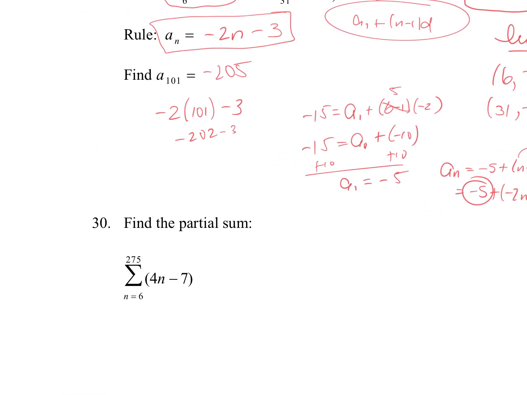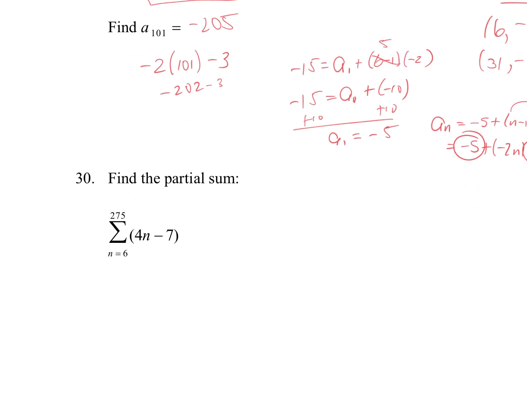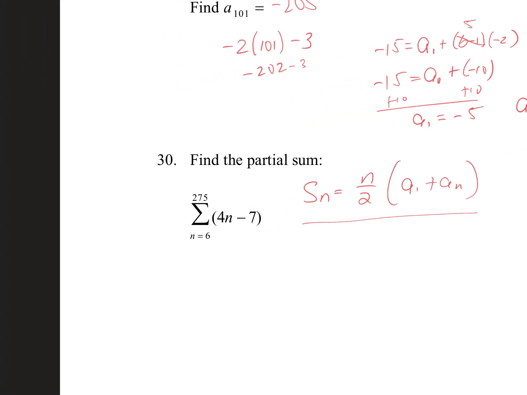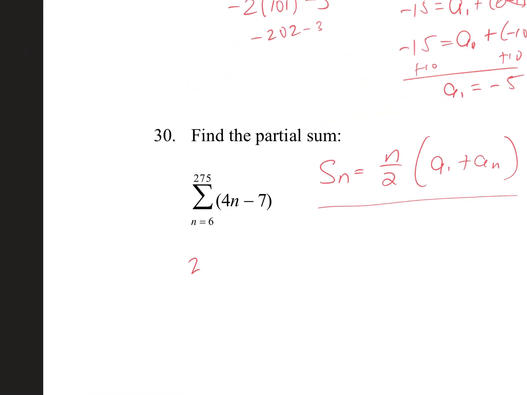Now again, for number 30, they're going to give you the partial sum formula. The partial sum formula for an arithmetic. How do I look at this and know this is arithmetic? Because there's no exponent. Perfect. So I need the first term, and I need the last term, and I need to know how many numbers I'm talking about. So this formula will be given to you. How do you find the numbers that you're talking about? You take 275 minus 6 plus 1. That's your n value. That's how many numbers you're talking about.